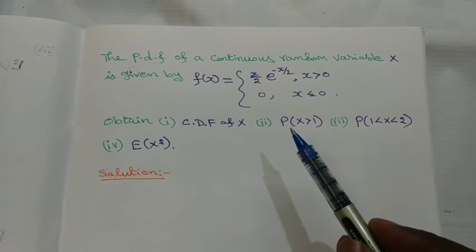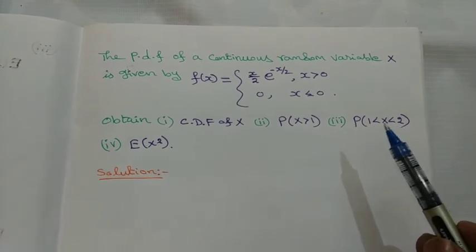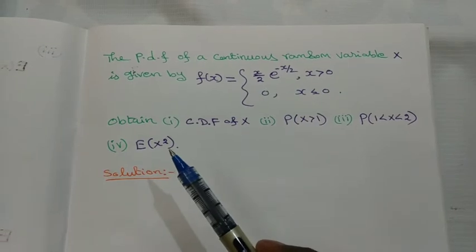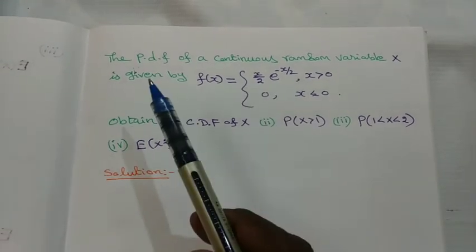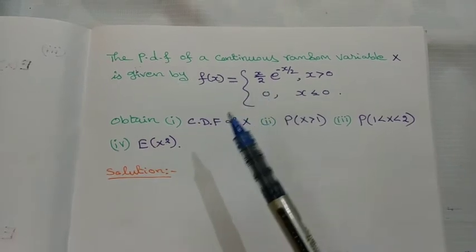Second one, probability of X greater than 1. Third one, probability of 1 less than X less than 2. Fourth one, E of X square. So from the given PDF, that is probability density function, we want to find out these.